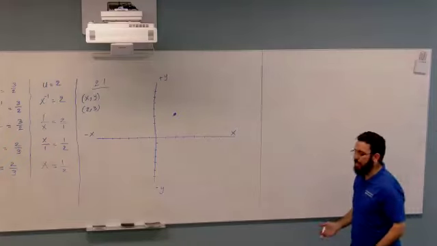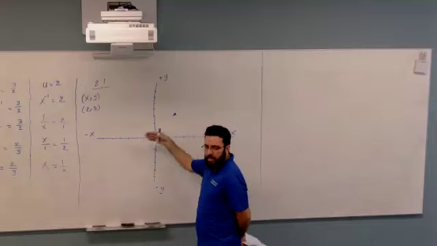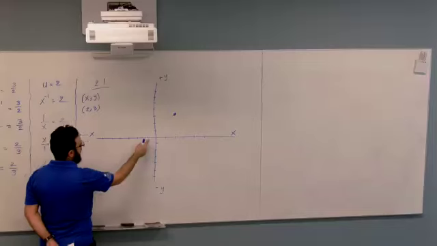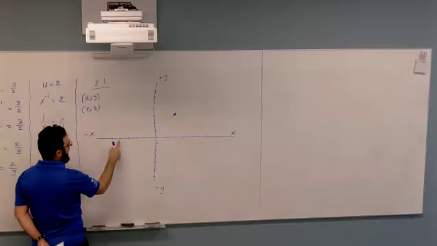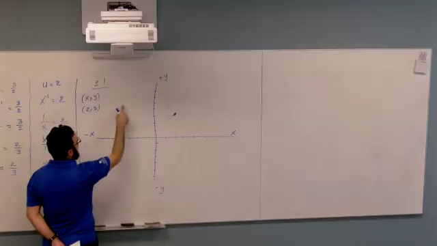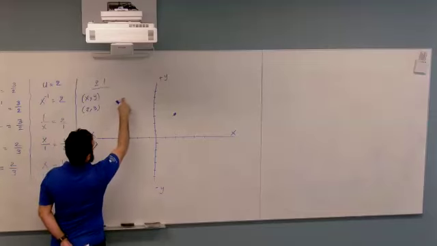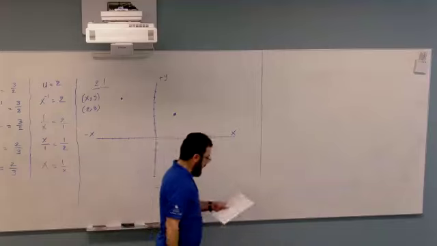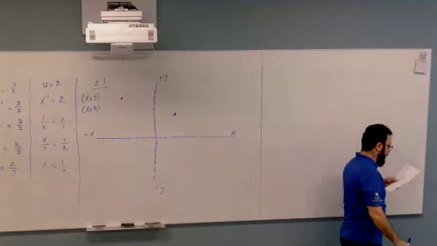Negative 4, 6. Negative 4, x is negative 4, to which side? Negative side. So 1, 2, 3, 4. 6, up or down? 1, 2, 3, 4, 5, 6. The second point.